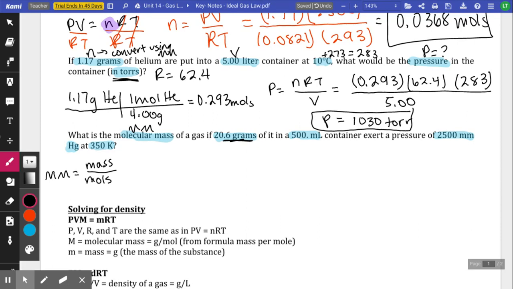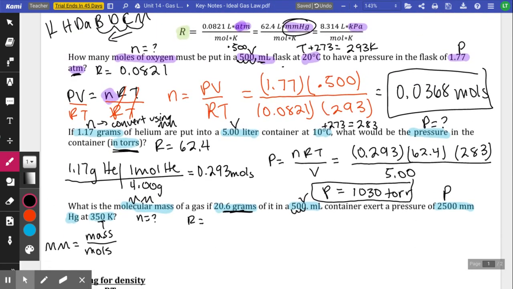So right here I have 500 milliliters, that's volume. So again, I need to convert it to liters. Move the dot 3 times to the left, and we end up with 0.500 liters. Then we have pressure and we have temperature. So guys, we can solve for number of moles here. We don't know what n is. We can solve for number of moles and then use the mass and the moles to figure out the molar mass. Okay, so the only thing we're missing here is our R value. We have millimeters of mercury, so we're going to use our R value that has millimeters of mercury in it. So that is going to be 62.4.